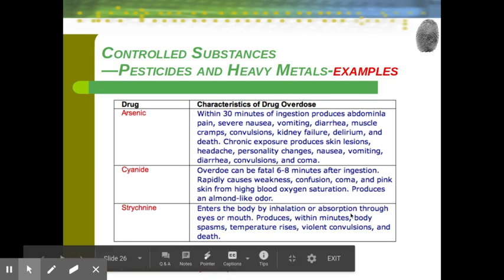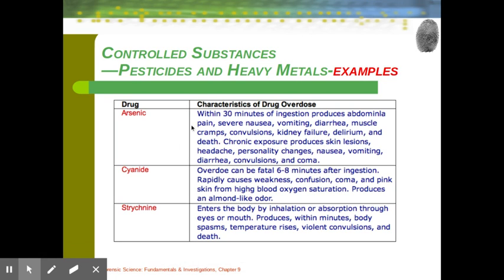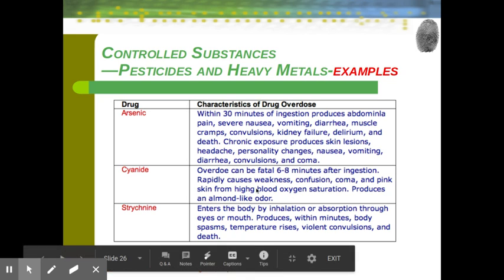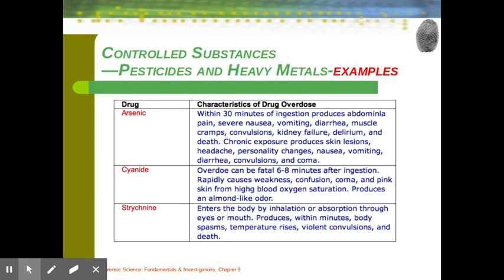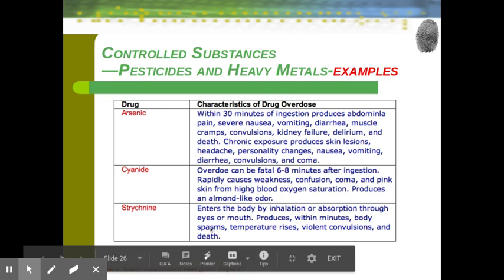again, just more heavy metals. You might recognize them straight off the periodic table, right? So within 30 minutes of ingestion, arsenic produces abdominal pain, nausea, vomiting, diarrhea, and muscle cramps. You could kill somebody, right? Cyanide, same thing. Some people will talk about an almond-like odor when somebody's been poisoned with cyanide, but it's funny, not everybody has the ability to detect that odor. So, depending on the person who finds the death, they may or may not notice that.